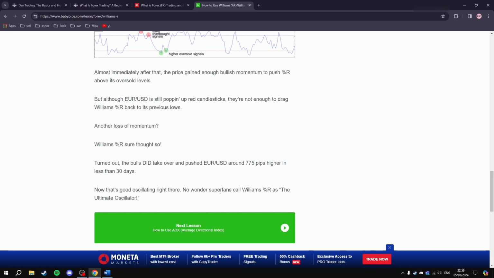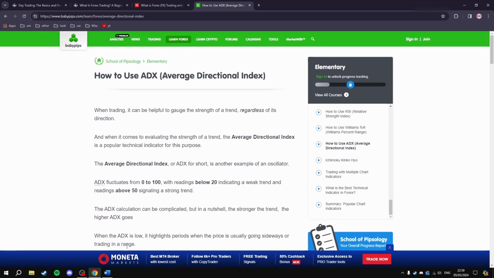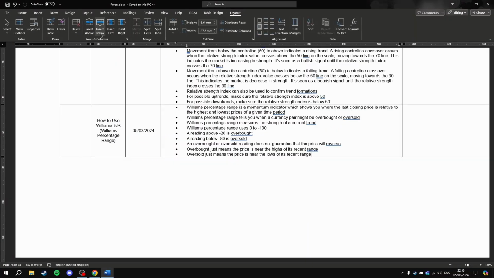So, okay, next one. How to use ADX, average directional index.